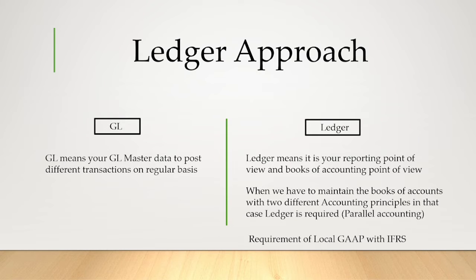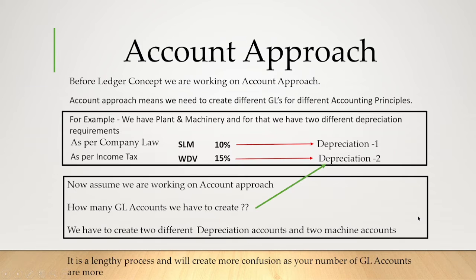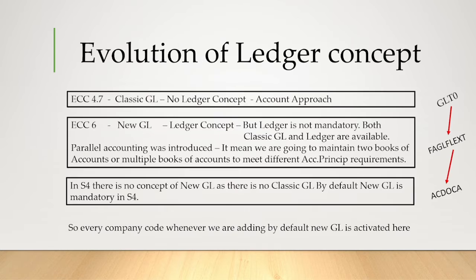If you observe in the previous screen, here we have two requirements. Requirement of local GAAP with IFRS. Instead of creating multiple GL accounts, you can create here two ledgers. Similarly, here also, we have two requirements as per company law and as per income tax. Instead of creating multiple GL accounts, you can create multiple ledgers here. In this way, we shifted from account approach to ledger approach.